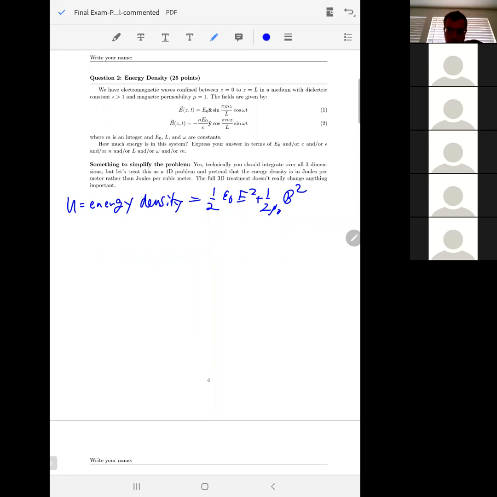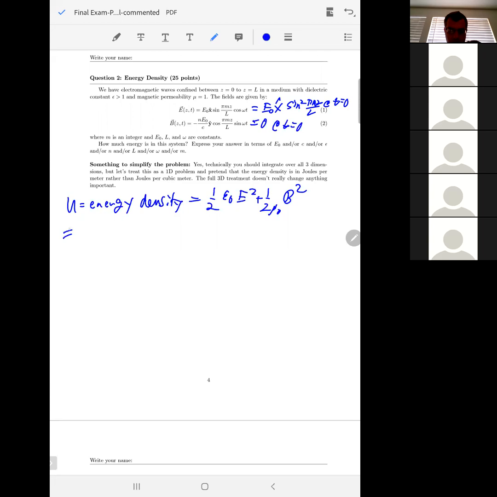Now, energy is conserved. In this case, energy is sloshing back and forth between the E field and the B field, but energy is conserved. It's the same at all points in time. So if I calculate the energy at one moment in time, I know the energy at any other moment in time. And in this case, plugging in t equals 0 would make things really easy, because the B field is just 0 at t equals 0, and the E field is E naught x hat sine squared pi m z over L at t equals 0. So I think I would like to plug in t equals 0.